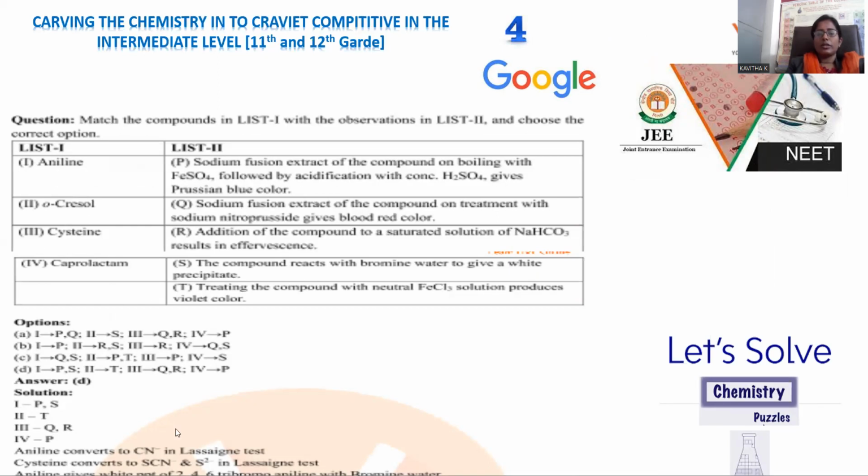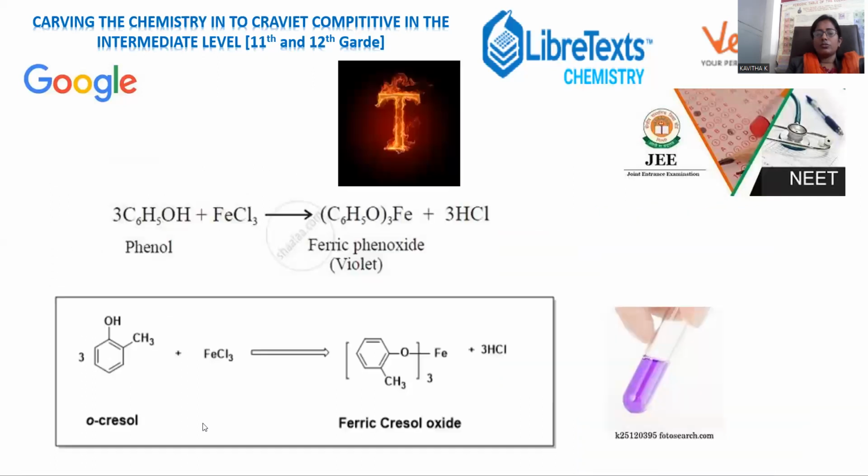Move on to orthocresol. What is orthocresol doing? Let's see. Orthocresol is generally represented as ortho-methyl phenol. This is the compound called orthocresol. Orthocresol, upon treating with ferric chloride, which is a selective reagent to identify the OH group, the presence of the OH group can be identified. Simply we mentioned over here.